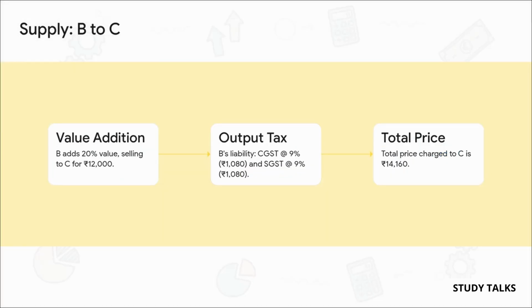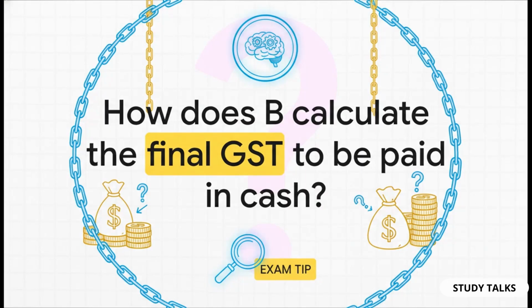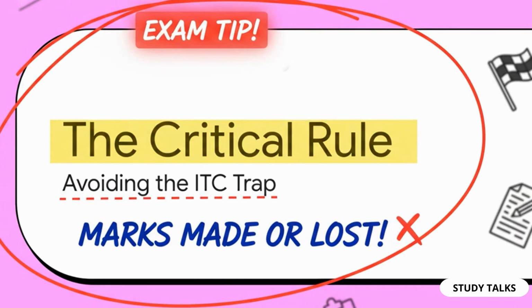So what's next? B adds a 20% value to it and sells the goods onto C for 12,000 rupees. Now on this sale, B's output tax liability is 1,080 rupees of CGST and another 1,080 of SGST. So B owes a total of 2,160. But remember, B is also holding that input credit of 1,800. And here it is, the million-dollar question, the one you'll get in your exam. How does B use that ITC to figure out the final tax they actually have to pay in cash? Think back to that first slide we saw. Can you spot the trap here? All right, let's get to it.